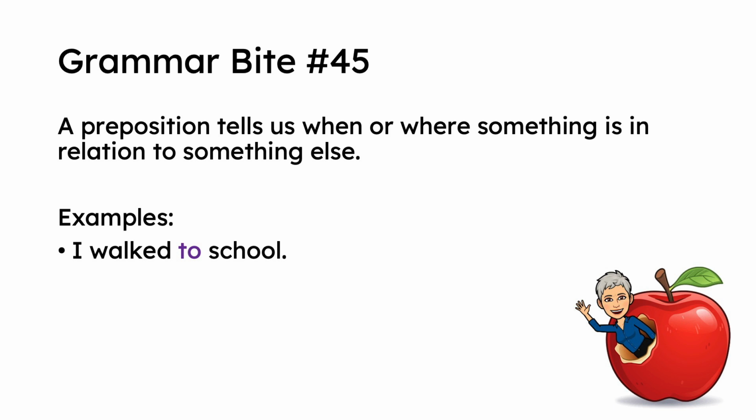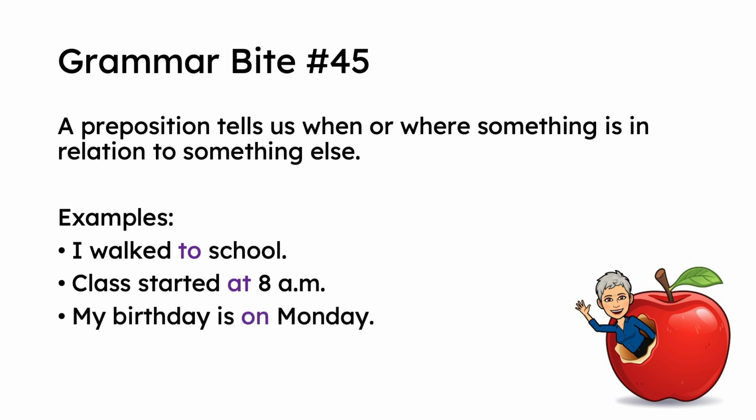I walked to school. So to shows the relation between me walking and the place I'm going, the school. Class started at 8 a.m. At is the preposition telling us the relationship between class and the time it starts, 8 o'clock. My birthday is on Monday. On is the preposition telling us the relationship between birthday and Monday.